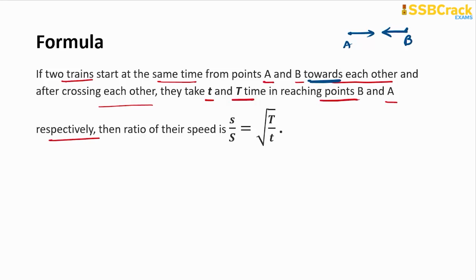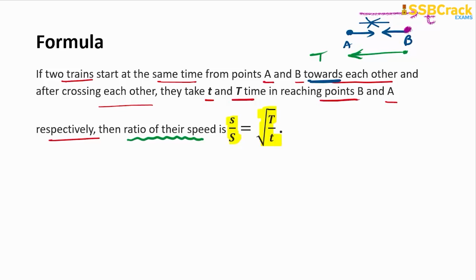It means after crossing over, the train which started from the point A is taking the time small t to reach the point B, and the other train which started from the point B to reach the point A is taking the time capital T. So if that is the case, we are in a position to determine the ratio of their speeds, that is small s upon capital S, which we will simply get as the square root of capital T upon small t.